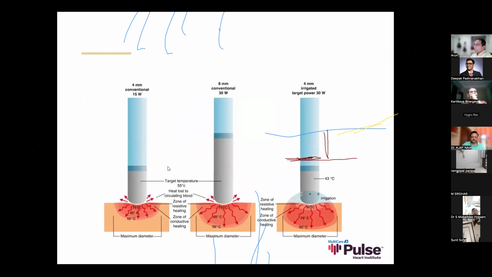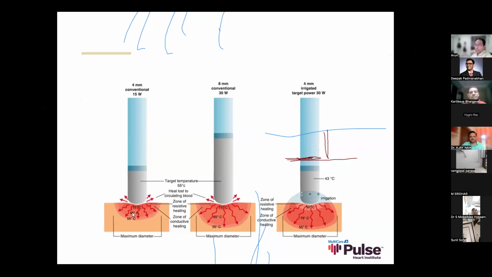So this is the 4 millimeter conventional catheter, and when you're trying to ablate, you can see that the maximum temperature is very close to the tip of the catheter, and as you go down into the deeper tissues, the temperature falls very quickly. Same thing happens with the 8 millimeter catheter. But when you start cooling with an irrigated catheter, you will see that the interface temperature is maintained low, but the energy keeps going inside.